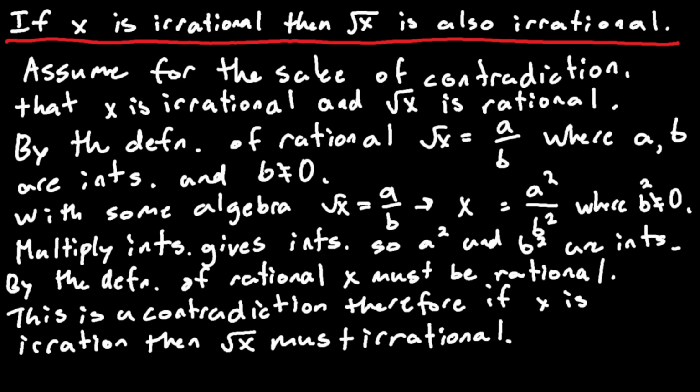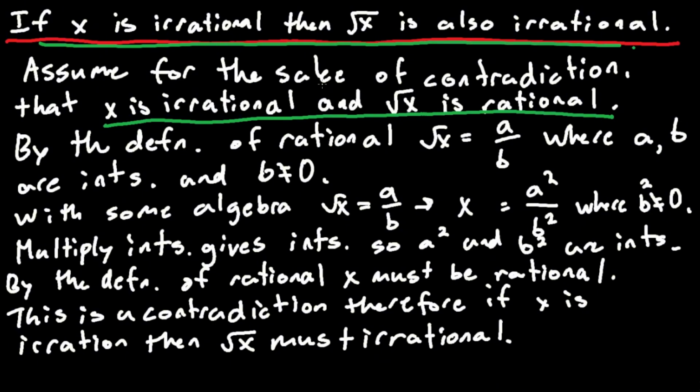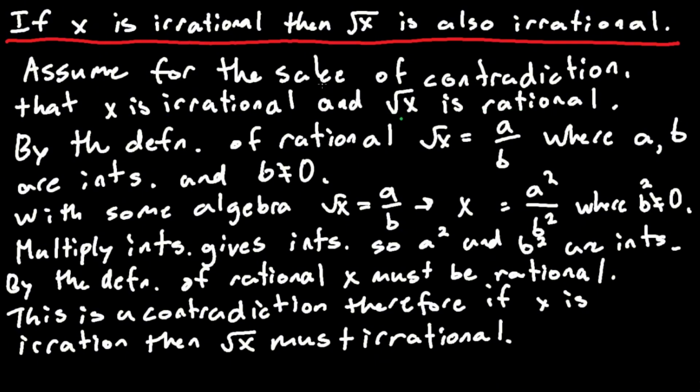So the whole point of a proof by contradiction is showing that something mathematically or logically impossible happens in the negation. And if that is the case, then that means the original statement is true. Okay? And that's what we conclude at the end. This is a contradiction. Therefore, if x is irrational, then the square root of x must be irrational.